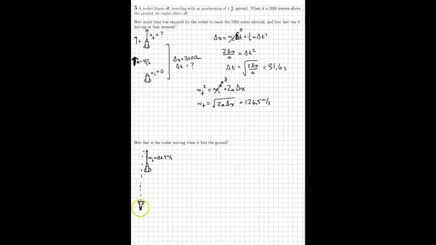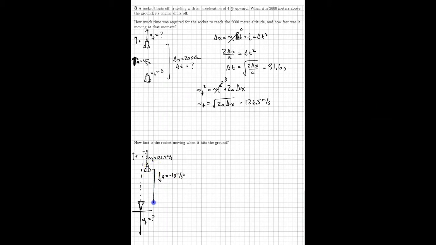You always want to be able to use those models. So there's the ground, and the VF is going to be faster, so I'm going to draw that vector longer. It's now in free fall the whole time. So I'm using up as positive. My acceleration is negative 10 meters per second per second. Go ahead and use 10 if we're just solving problems. If we're in the lab, use 9.8, but 10 makes your numbers nicer.